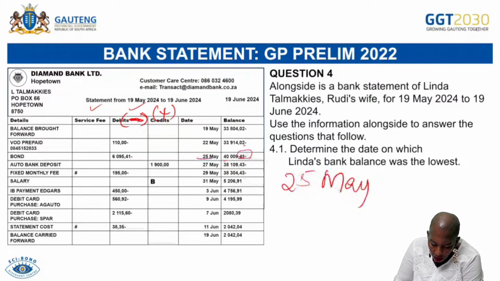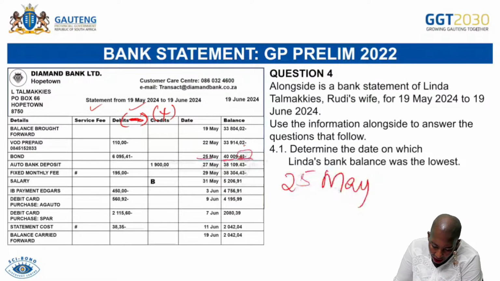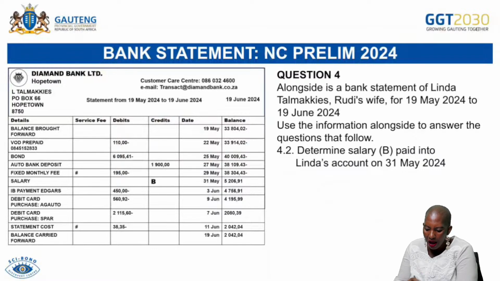On the 25th of May, because check from here, the amount was 40,009 rand 43. From there, something came in, the salary deposit came in, the amount went down, and then they used the bank account. From there, salary came in, then the amount started to go up. Now it's positive, it's no longer negative. It means after the salary B, the balance was becoming positive.